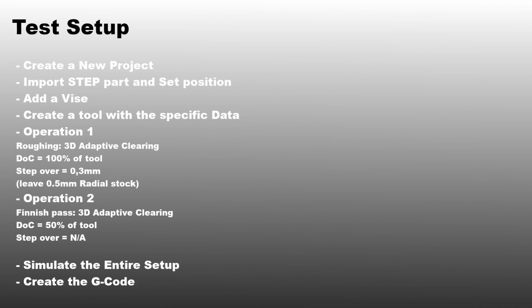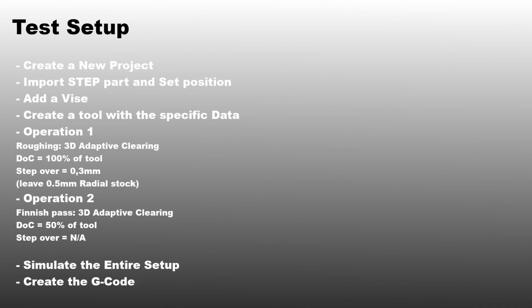create a tool with a specific data. Operation 1, just a 3D adaptive clearing, roughing operation. Depth cut 100% of the tool diameter, step over 0.3 millimeter leave, 0.5 millimeter radial stock. Operation 2 is going to be a finish pass, the same actually as the 3D adaptive clearing on both of them, but we're going to set depth of cut to 50% of the tool.